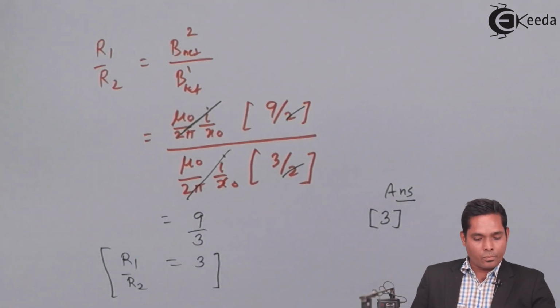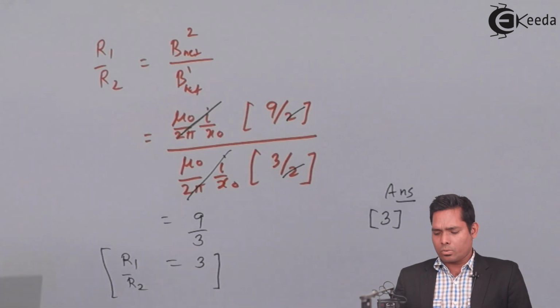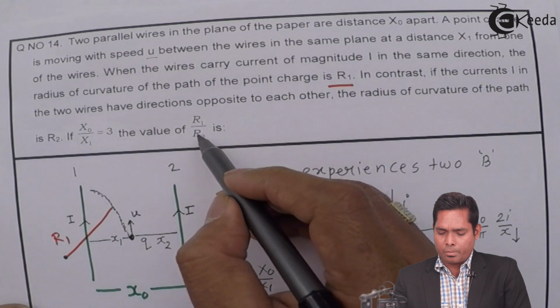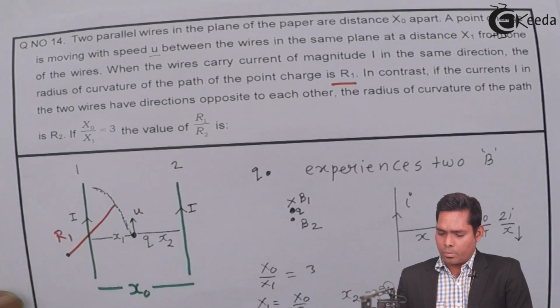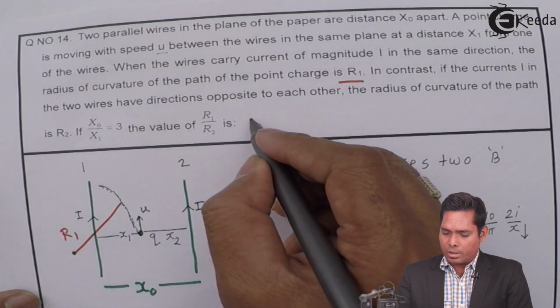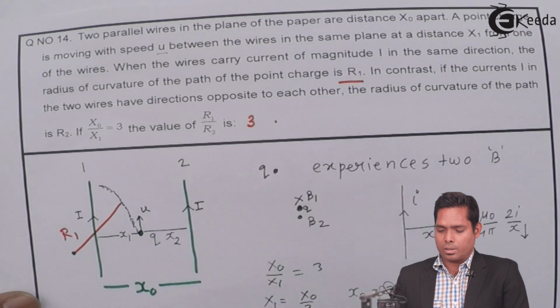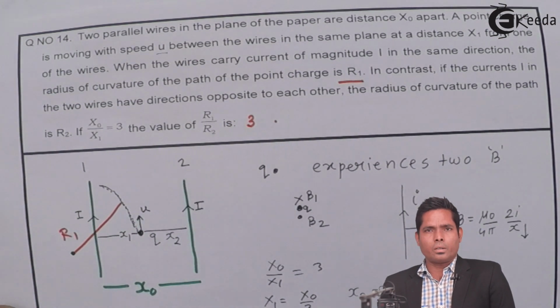So if this is the question which is asked, to find the ratio R1 by R2, then the answer is 3. This is the answer. Okay, thank you.